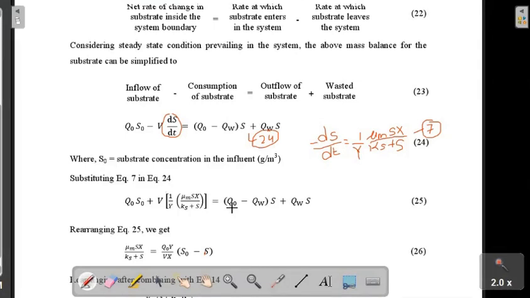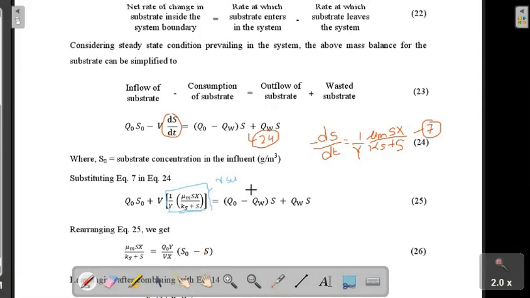What is the final substrate concentration? For that, one thing that we know is this term. Minus dS/dt is nothing but r suffix su, the rate of utilization of the substrate.